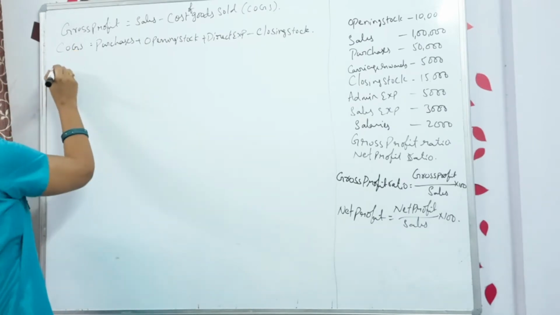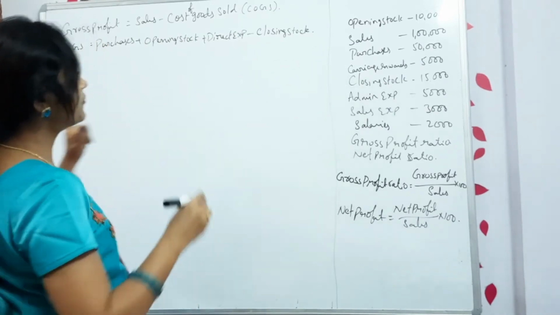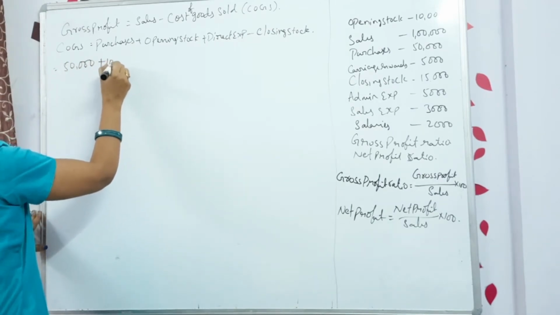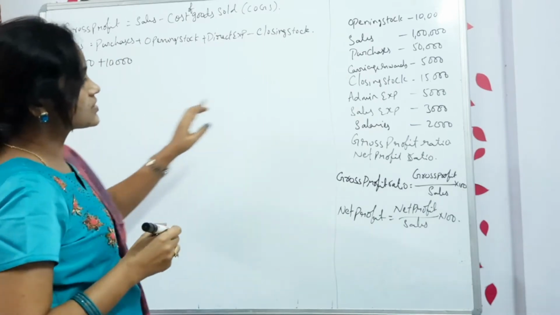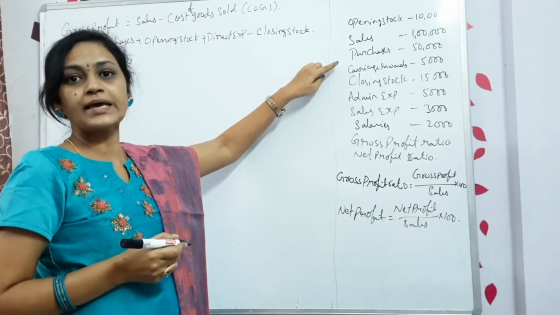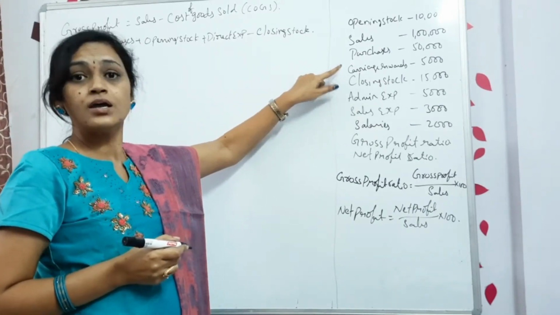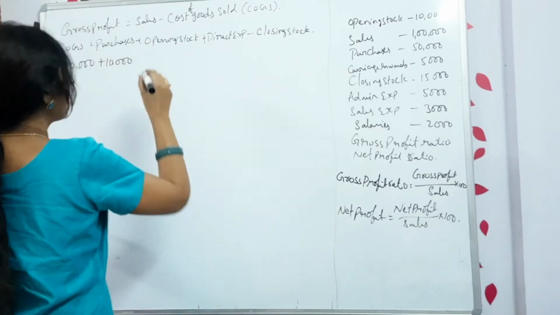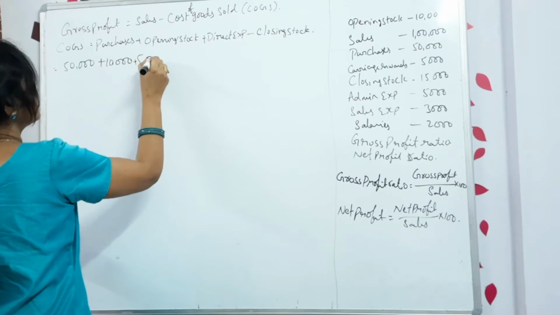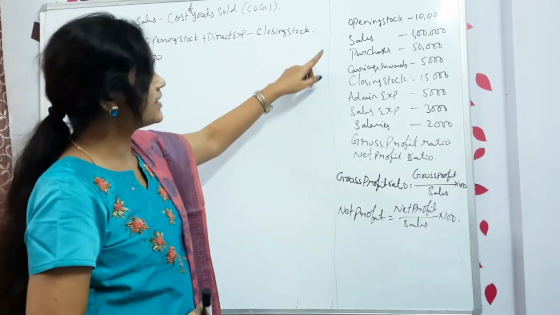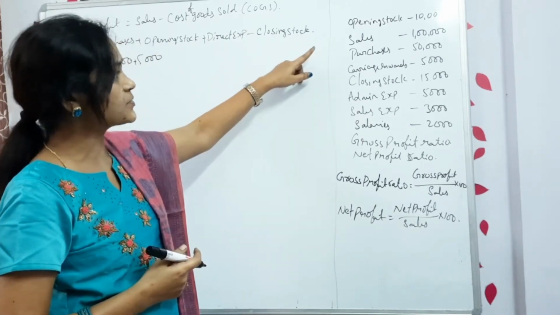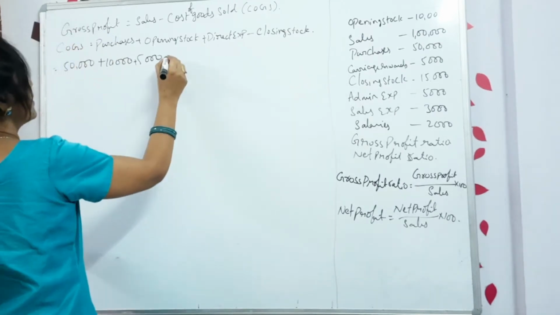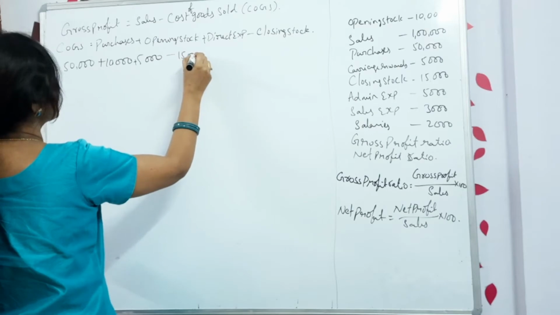Let us check what is the data given to you. Purchases 50,000. Opening stock 10,000. Next, carriage inwards. Carriage inwards comes in the trading account only. It is also called direct expense. How much? 5,000. Any other direct expenses? There are no more direct expenses. And write down the closing stock 15,000, minus 15,000.